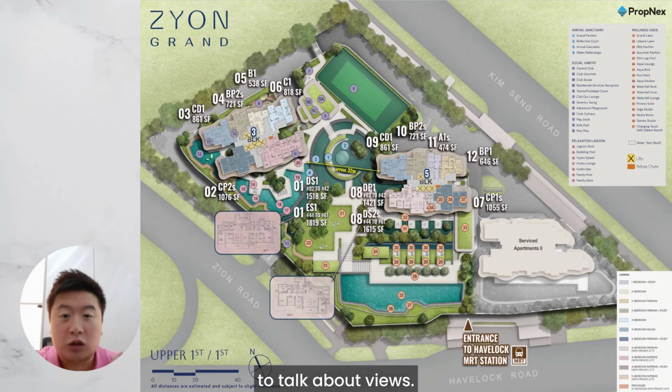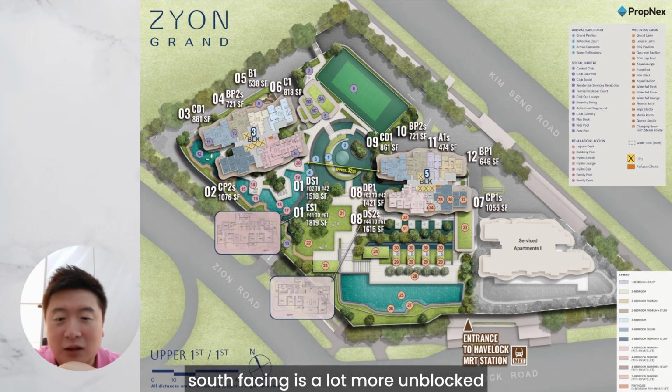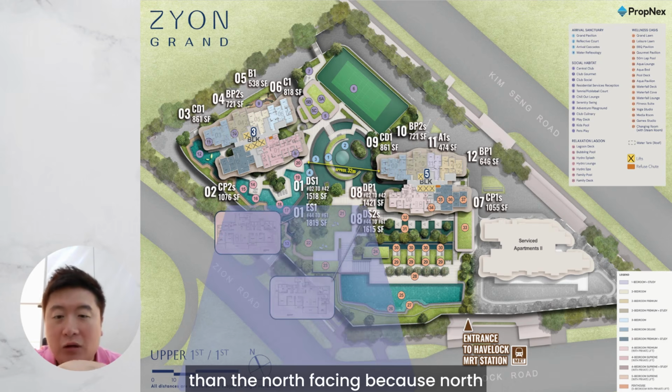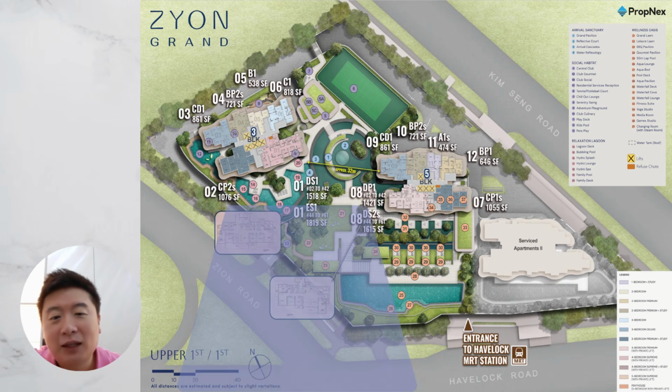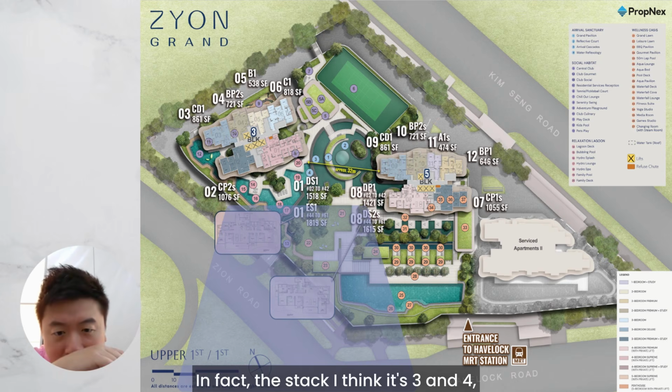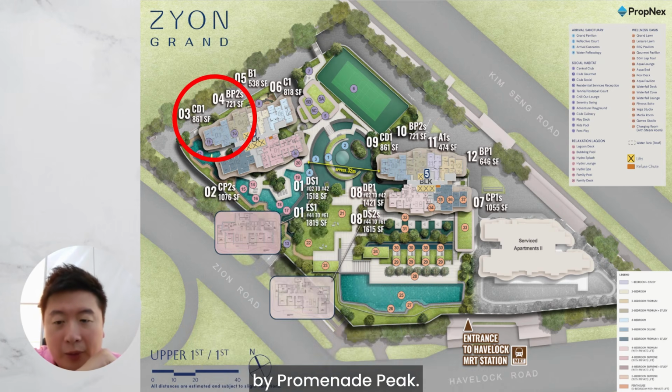Next, I want to talk about views. Just from this it's not that obvious, but the south facing is a lot more unblocked than the north facing, because on the north facing you have Promenade Peak. In fact, the stack, I think it's 3 and 4, will be very blocked by Promenade Peak.